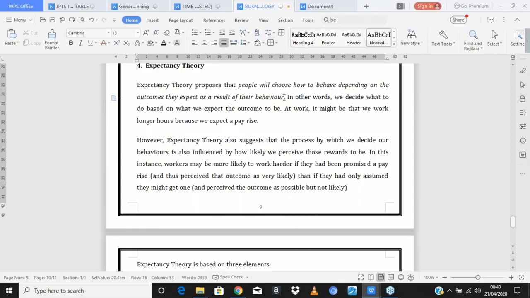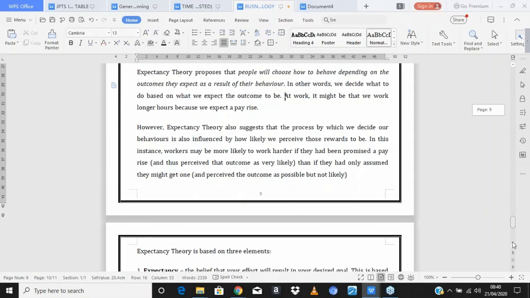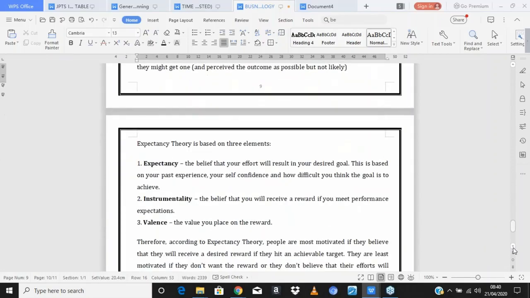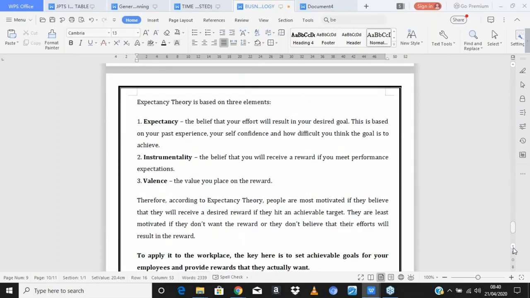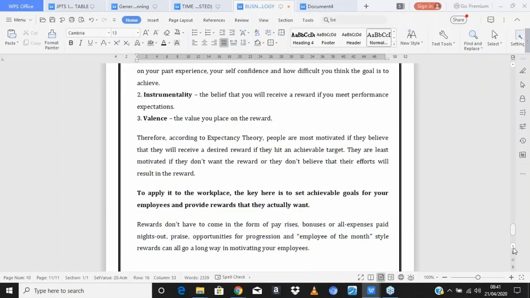So expectancy theory has three elements that come together to form it. The first one is expectancy, or expectation of what one is looking for: the belief that your effort is going to yield a desired goal. Instrumentality is the belief that you will receive a reward if you meet your performance. And thirdly, the value that you place on that reward. So number one, the result from the desired goal; number two, what you're going to get from the reward; and number three, how you place value on that reward. Based on all of this, people now act, and it's called the expectancy theory.